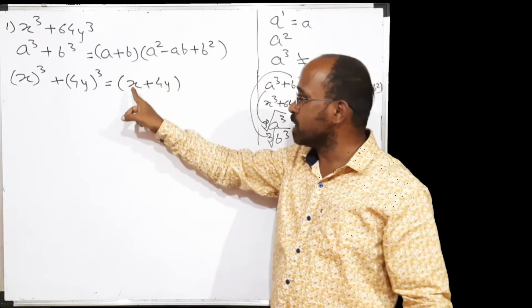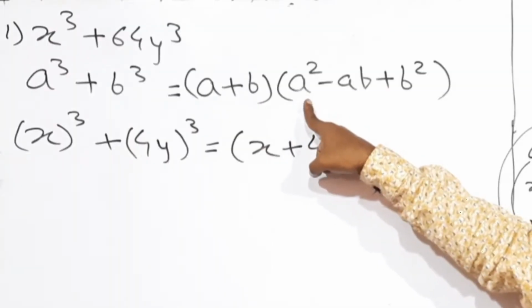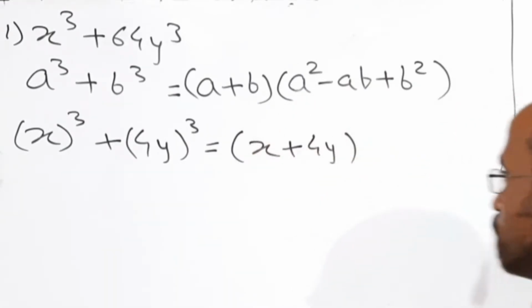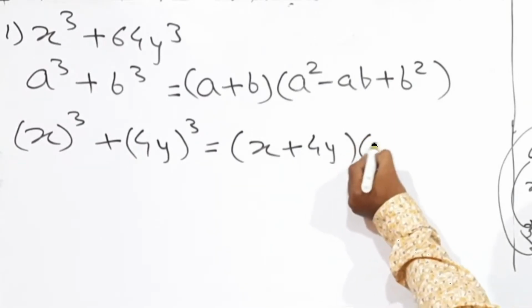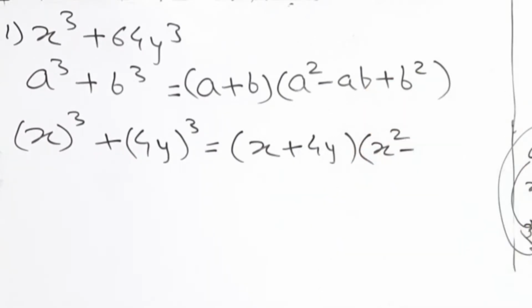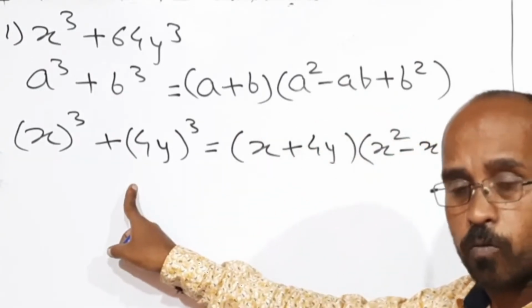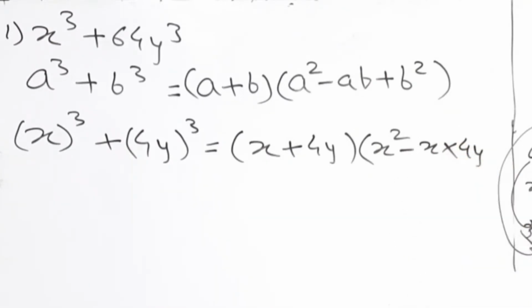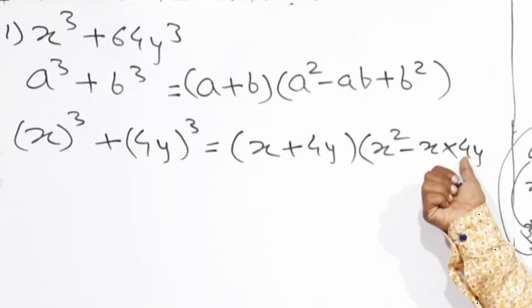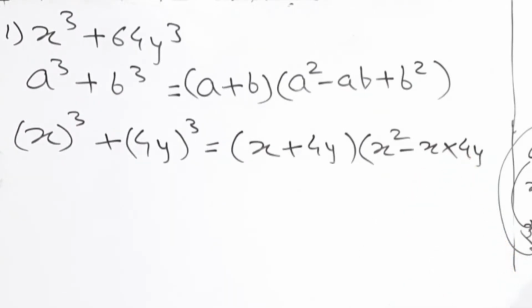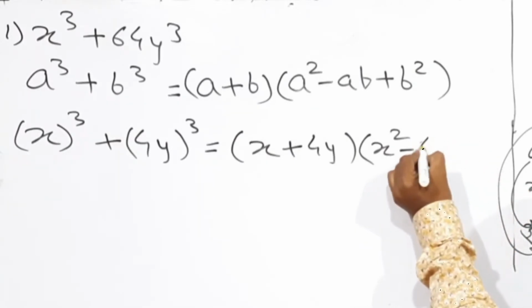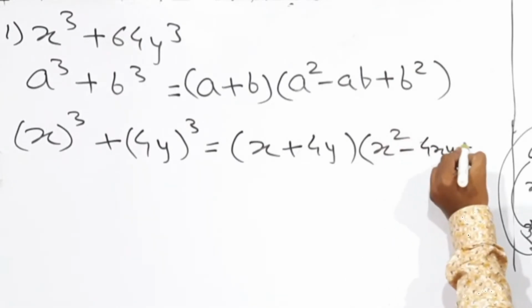Now a plus b is x plus 4y. At the place of a square, what do I have to write? Square of a. What is a? A is nothing but x. So here I will write x square minus a, a is nothing but x, multiplied by b. B, what have we found? B is 4y, multiplied by 4y. And this multiplication you can directly write. 4y into x is 4xy. You can directly write it as minus 4xy plus b square.